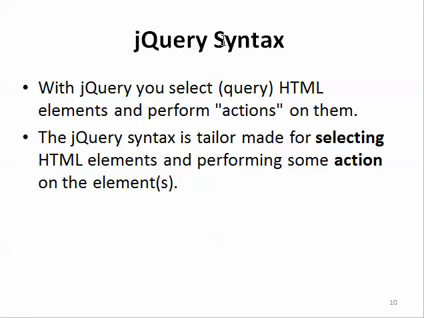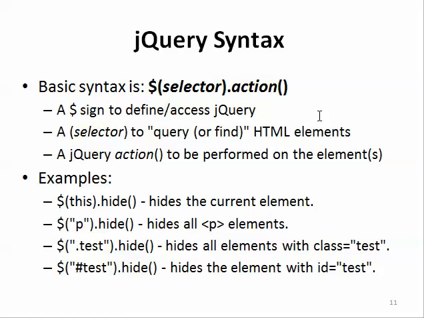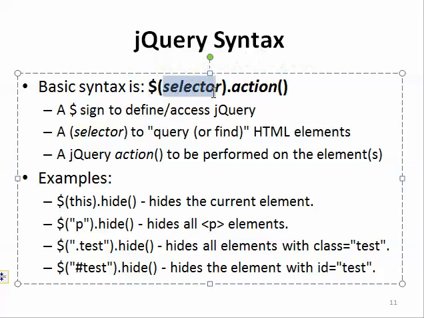The main thing is that we want to do some manipulation, and the way that we do it is that we select or query HTML elements or objects, and we perform actions on them. So this is the last slide. After that, we're going to have some examples on this main thing that I want you to understand today. So this is the basic syntax. We've got the $ sign, we've got the selector, and then we've got the action.